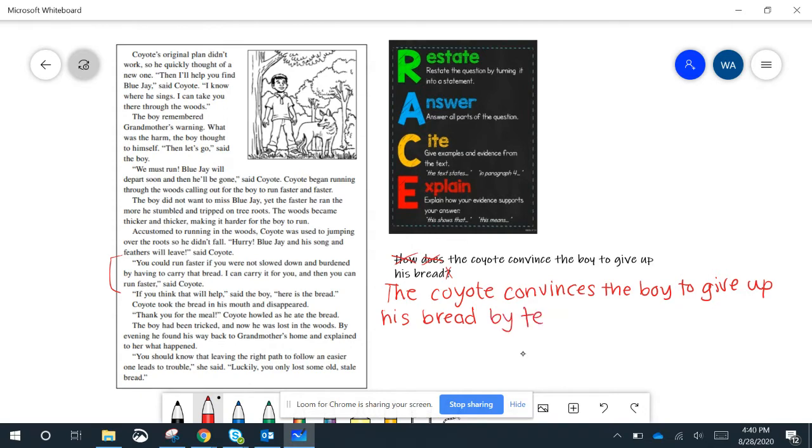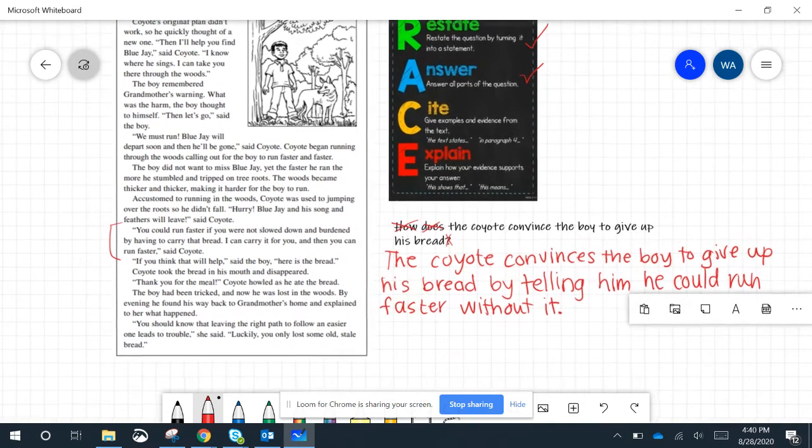by telling him he could run faster without it. Perfect, let's reread our answer. The coyote convinces the boy to give up his bread by telling him he could run faster without it. So far I have checked, restated, and I've answered. Now I just need to cite evidence or examples from the text.